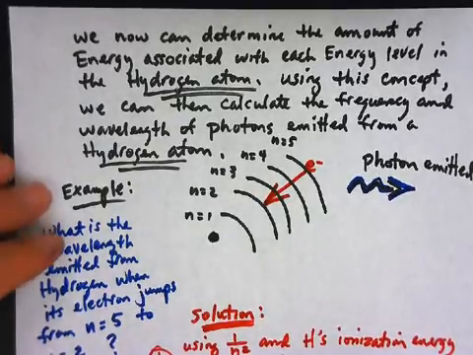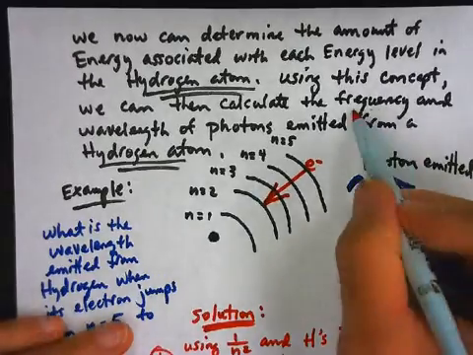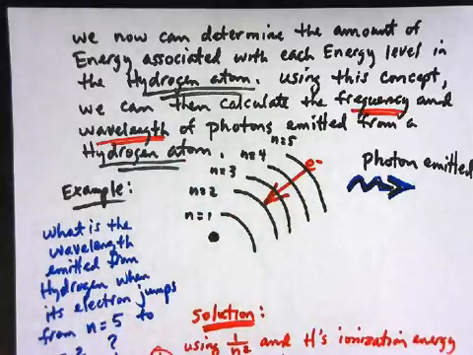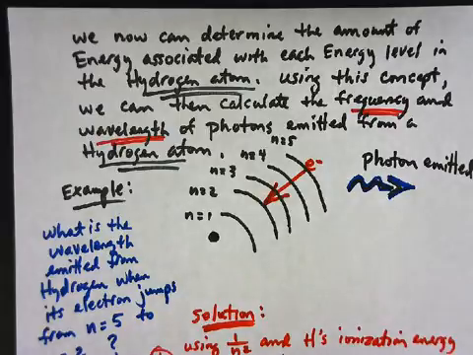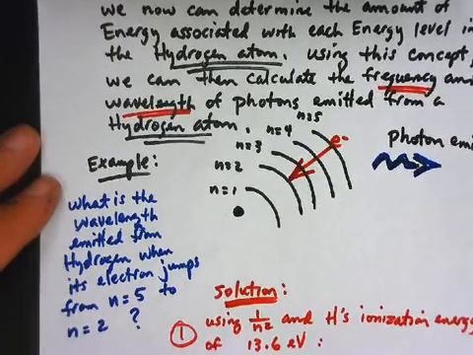Okay? Using this concept now, we can calculate the frequency and the wavelength of photons emitted from a hydrogen atom. You've seen the electromagnetic spectra using spectroscopes looking at the hydrogen gas in one of those Geissler tubes. You've seen the spectrum. How does that spectrum, the emission lines, get produced? Well, let's take a look at an example.